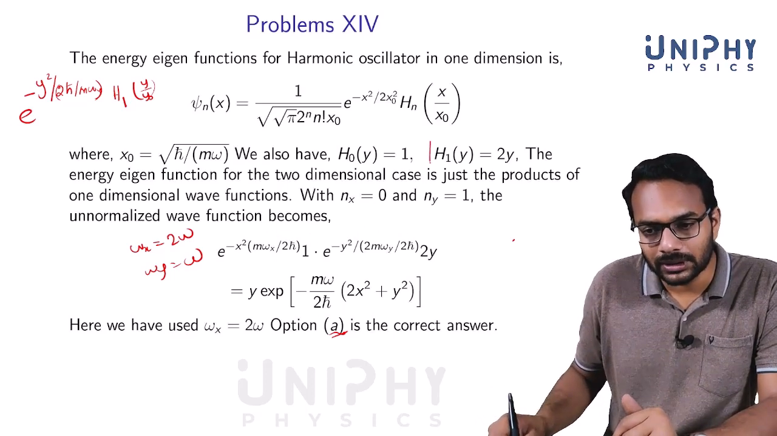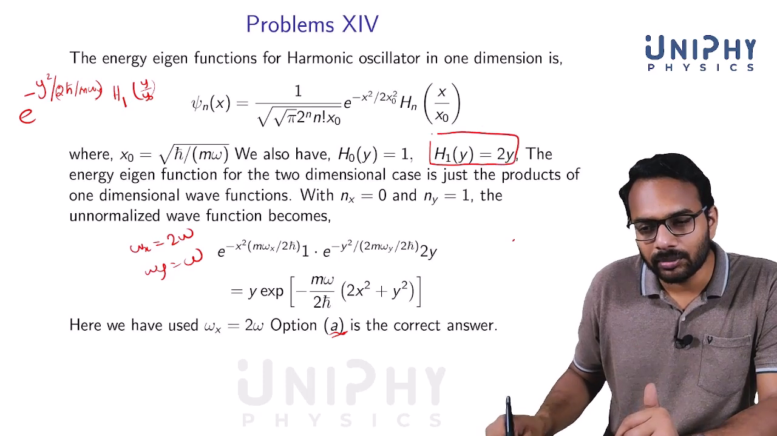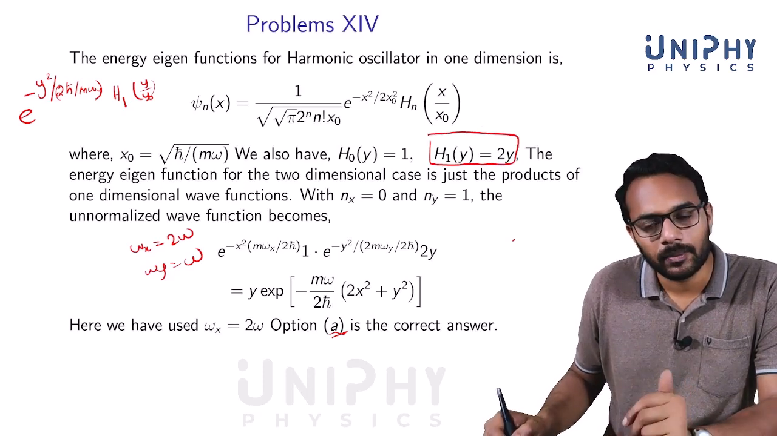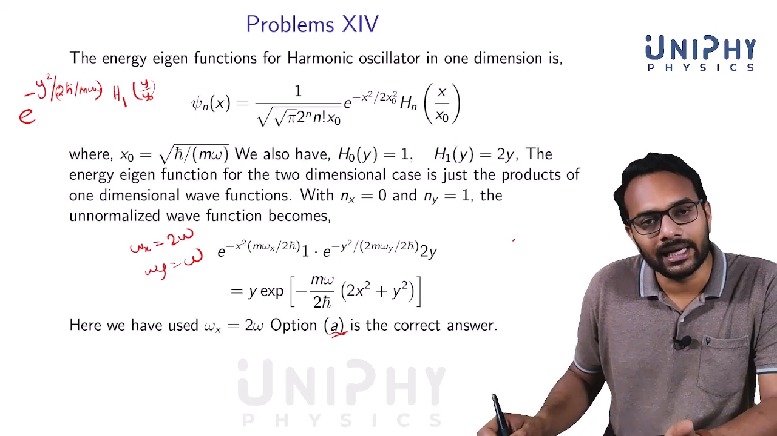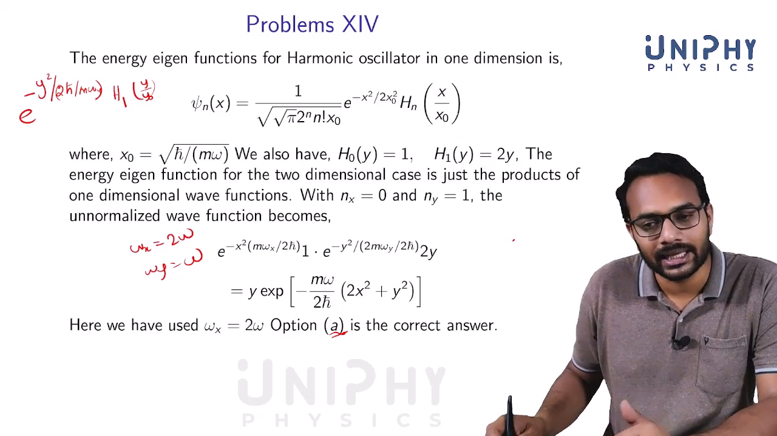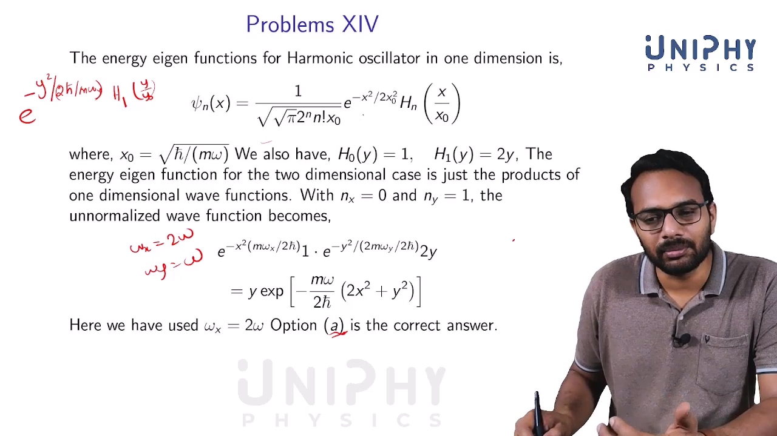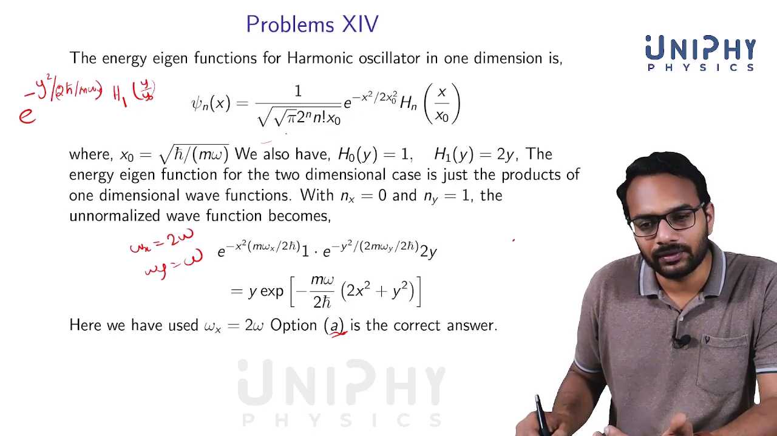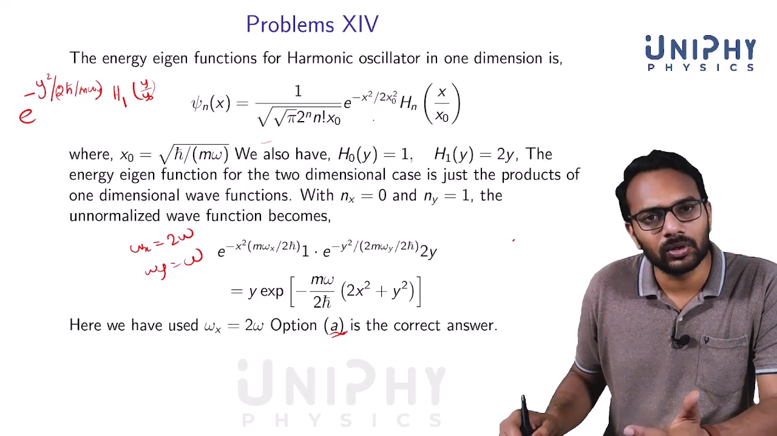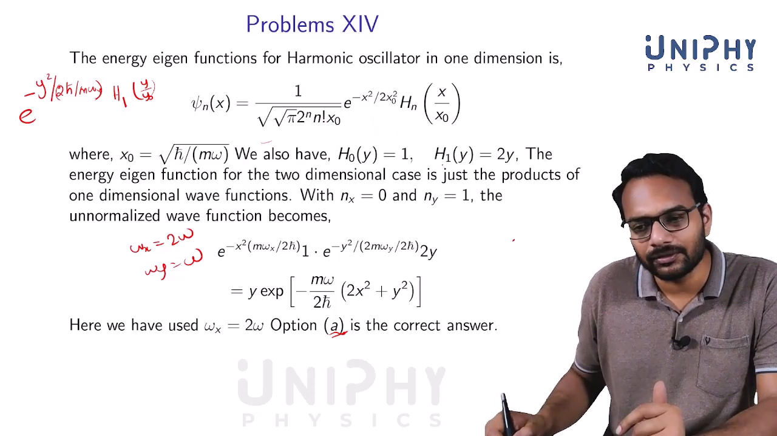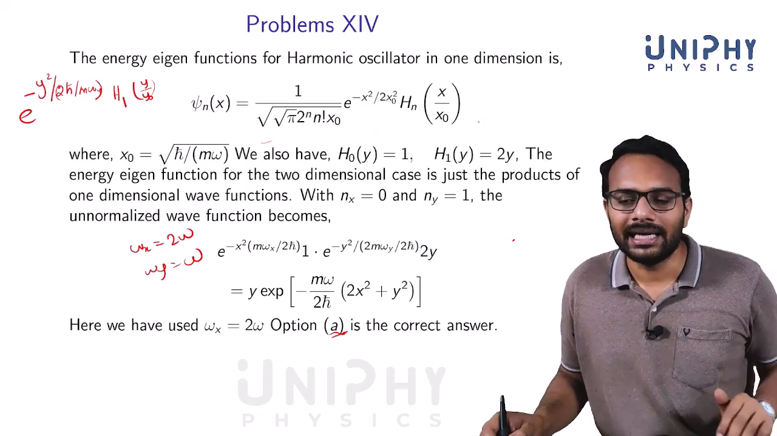In order to do this, you had to remember that h1 of y is 2y. You had to remember this fact. So remembering this wave function has helped. I suggest that you memorize this wave function. If you cannot remember the normalization part, but can remember the whole wave function, it's better, at least for a few values of hn.